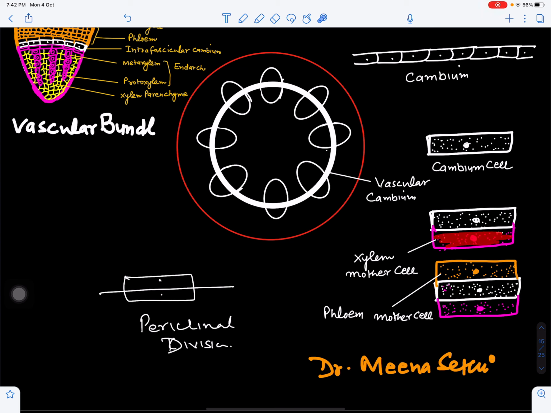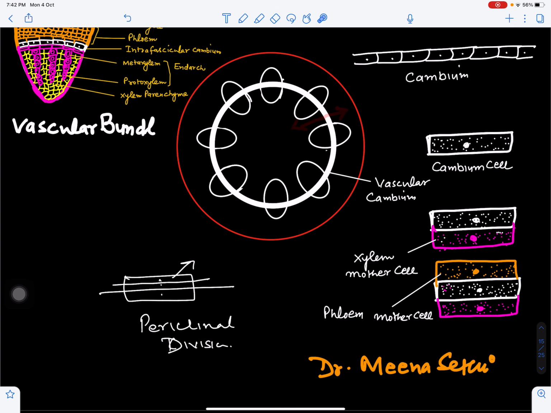Why mother cell? Because this will lead to the formation of the xylem tissue. Then one more periclinal division will occur, and this will cut off the phloem mother cell, because this will form the whole of the phloem tissue. So this cambial cell is cutting off xylem mother cell toward the inner side and phloem mother cell toward the outer side. So the cambial cell is meristematic in nature. This is the vascular cambium, which is cutting off secondary xylem toward the inner side and secondary phloem toward the outer side.